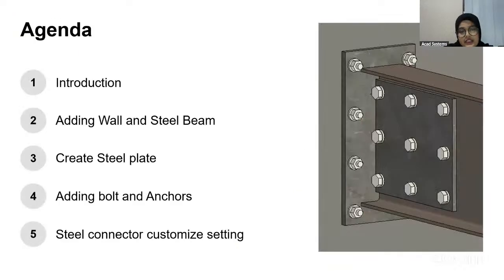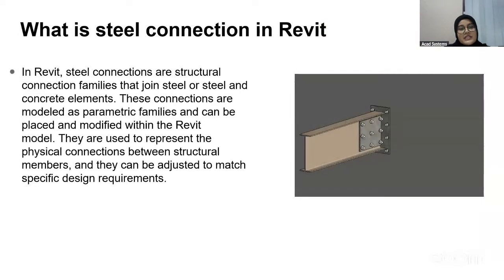This is the agenda for today's lesson. First, I'm going to introduce the definition of what a steel connection in Revit is, and then add a wall and steel beam in Revit. Next, I'm going to create the steel plate, and then add the bolt and anchor. Lastly, I'm going to show you how we create the setting after we create the steel connector and customize it, so we can use it for other elements. So first is the introduction.